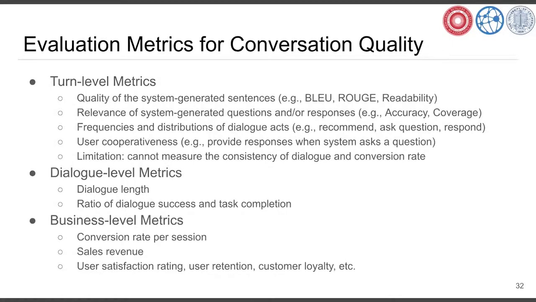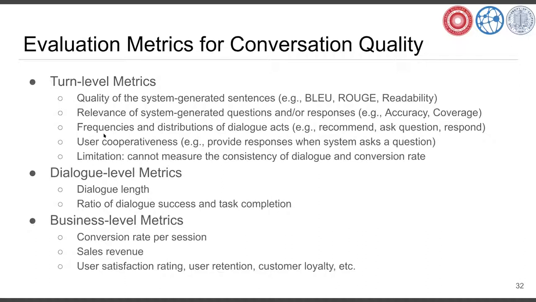On the turn level, we may measure the quality of system generated sentences, like fluency or readability, using metrics like BLEU and ROUGE. We may also want to measure the relevance of system generated questions or responses. For example, in the CRM paper, each question is associated with an item attribute, so we can measure the relevance using metrics like accuracy or coverage of a good attribute in each question.